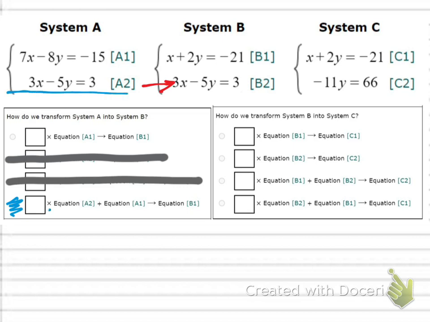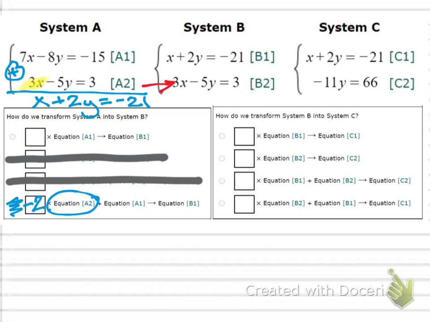So what that means is we want to add these two guys together and have this end up be x plus 2y equals negative 21, right? So what do we need to multiply A2 by, the second equation, so that we add it to A1, we get B1? So the other way to think about that is, what do I need to multiply 3x by so that when I add it to 7x, I get a positive x? Well, 7x minus 6x is x, so I have to multiply it by a negative 2.